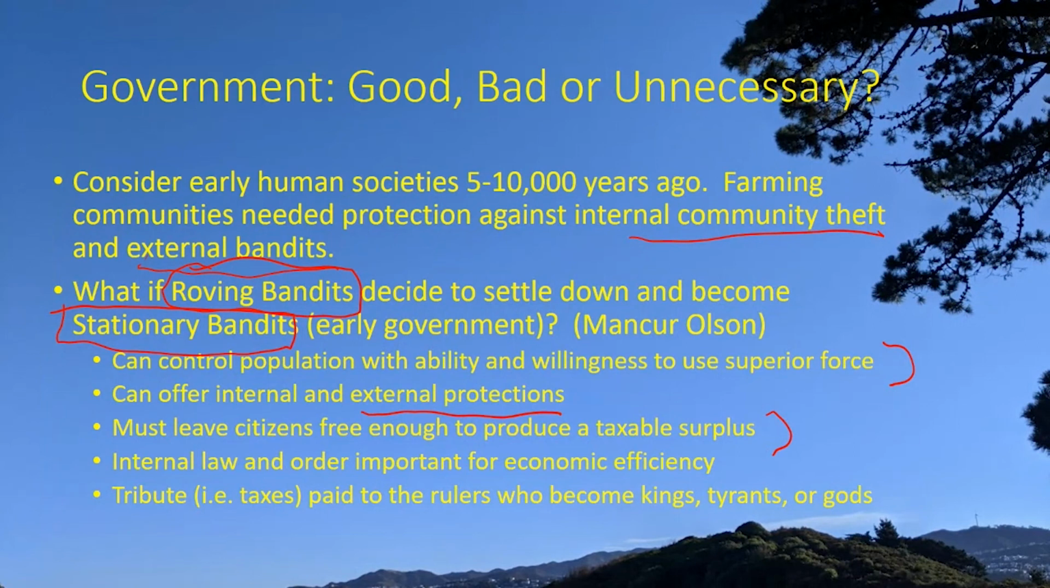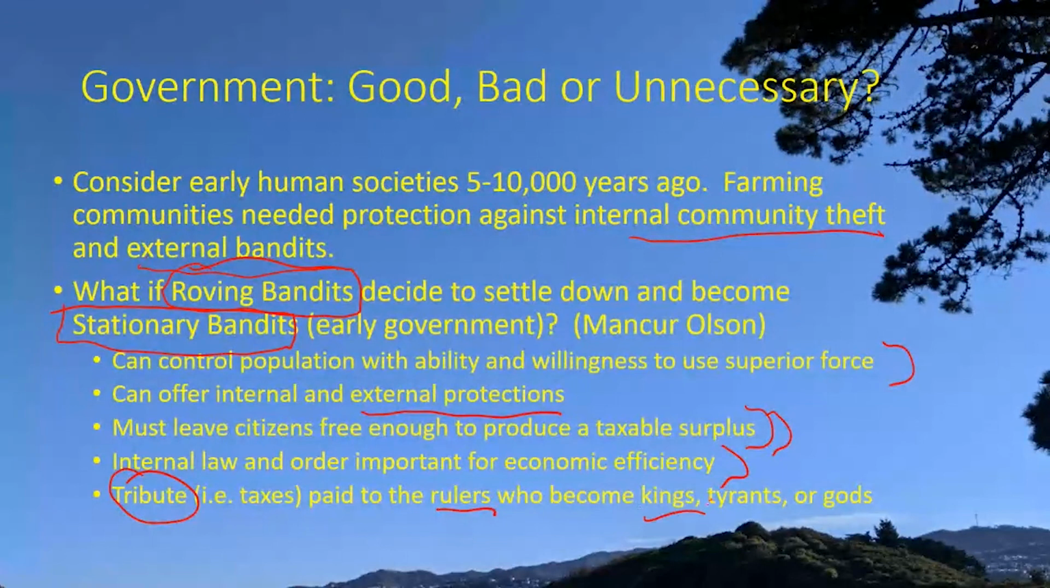In this particular case, the stationary bandits now don't want the community to die away. They don't want to tax them so much that they discourage production and all of the farmers just die off or leave. Instead, they want to leave them free enough to produce a taxable surplus. They want to be able to take a lot of the surplus away, but keep them just well enough off in order to survive. Subsistence level of standard of living, in other words. So we create internal law and order, and taxes or tribute gets paid to the rulers.